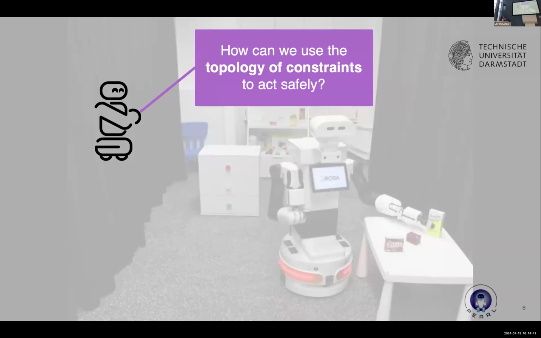So one important aspect when acting among humans and also considering complicated systems like mobile manipulators comes when we consider safety. And we have tried to figure out how we can use the topology of the constraints in order to act safely.